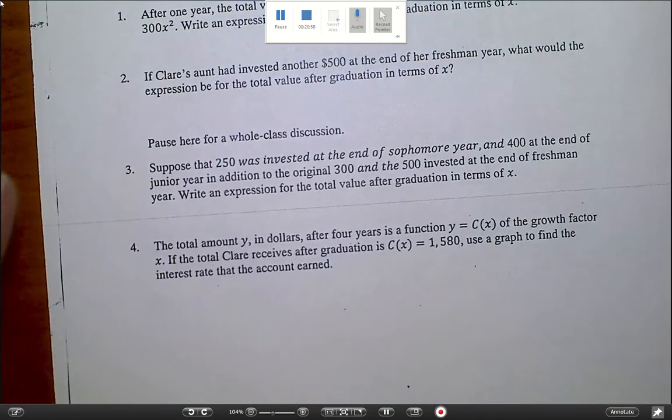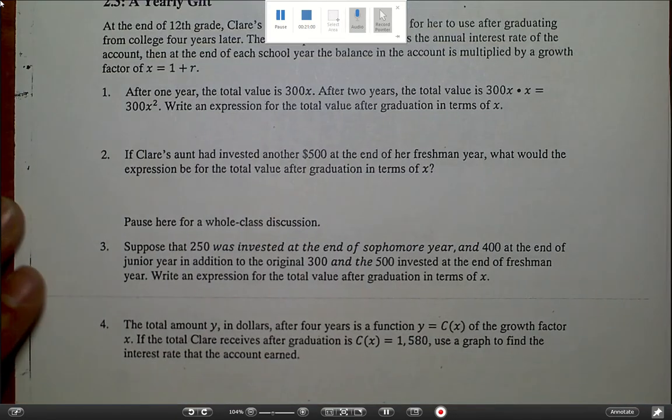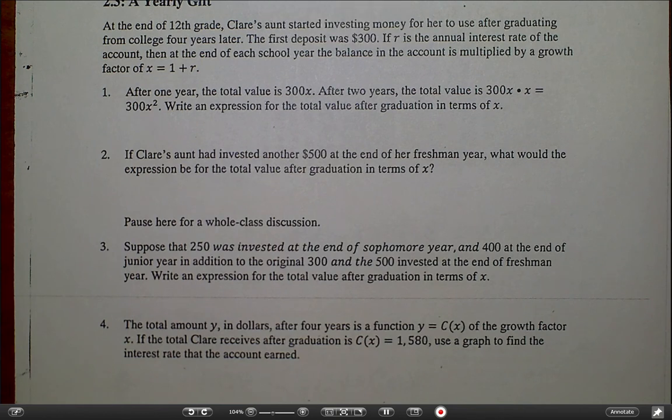Okay, so now let's talk about this one here. Oh crap, my mouse is there somewhere. All right, so now we're working on this next one over here. So we're looking at this pattern. For this pattern right here, it says, okay, a yearly gift.